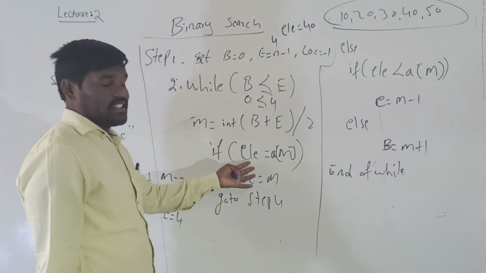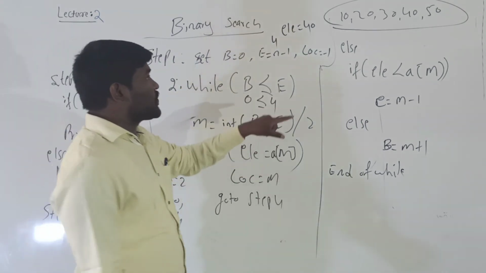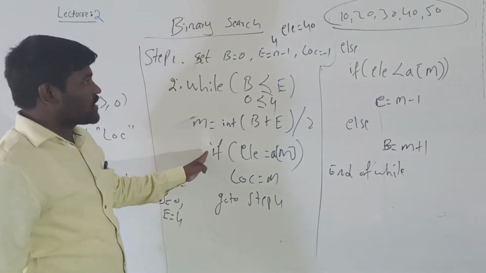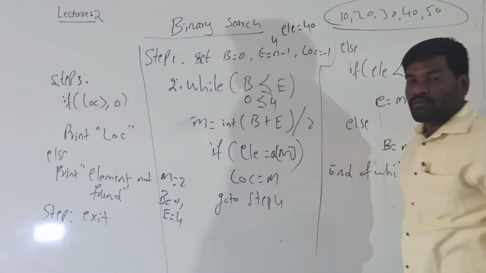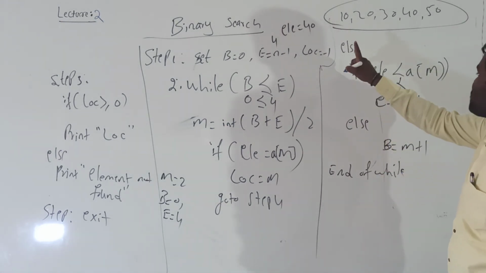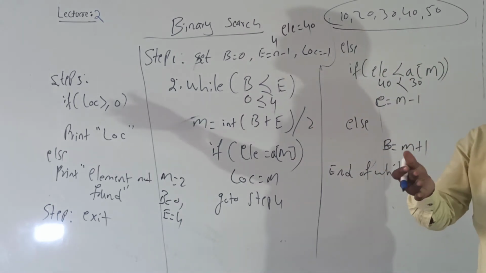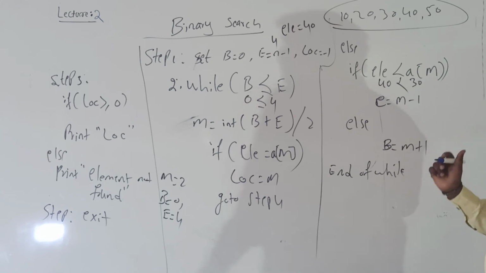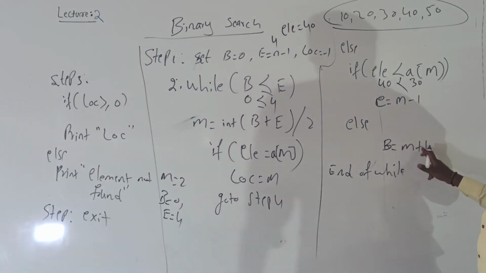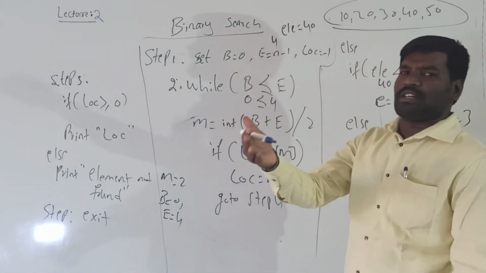First it will search the mid value. Element is 40 equal to a of 2? A of 2 is 30. 40 is equal to 30, false. False means it will come to the else if. Here searching element 40 less than a of mid? A of mid is 30. 40 is less than 30, again false. False means b is equal to m plus 1. Initially b value is 0. M plus 1 is 2 plus 1, that is b becomes 3 because the mid value is 2.